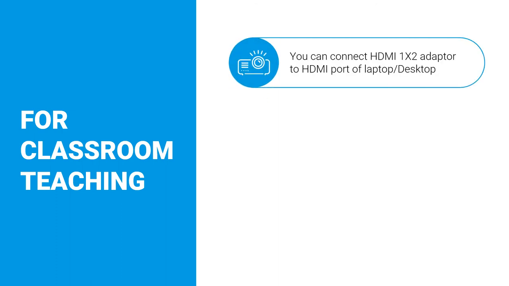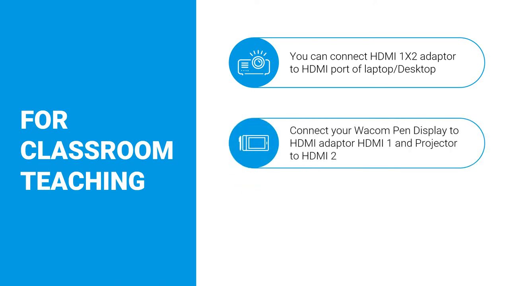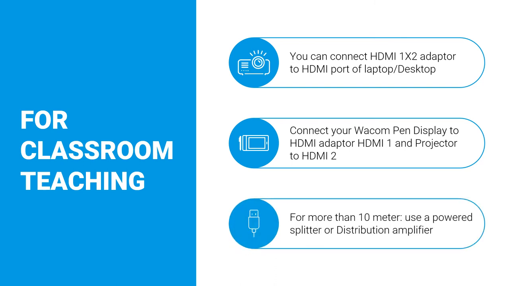In the classroom teaching, you can connect HDMI 1x2 adapter to HDMI port of laptop or desktop. Connect your Wacom pen display to HDMI adapter HDMI 1 and projector to HDMI 2 and you are good to go. In case distance between your laptop and projector is more than 10 meter, use a powered splitter or distribution amplifier. This would help you in seamless interactive teaching while writing equations using markers and highlighter tools using Wacom pen display.